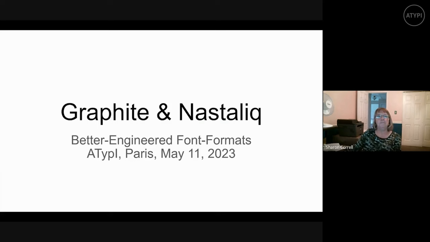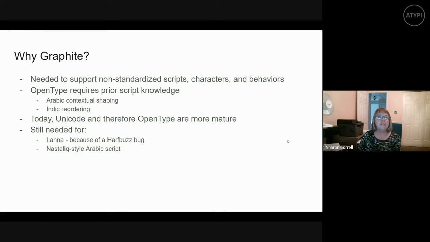Graphite is a smart font system developed by SIL International. We started development around 1999, so it sort of grew up alongside OpenType. And our motivation was that we needed a system that would work for the lesser known languages around the world, ones whose orthographies had not gone through a standardization process. So they might use special characters not in Unicode or unusual combinations of characters, or maybe even an entire script that was not in Unicode.